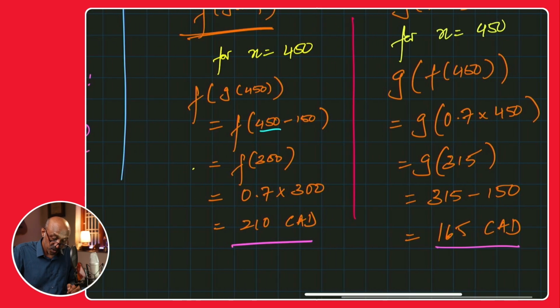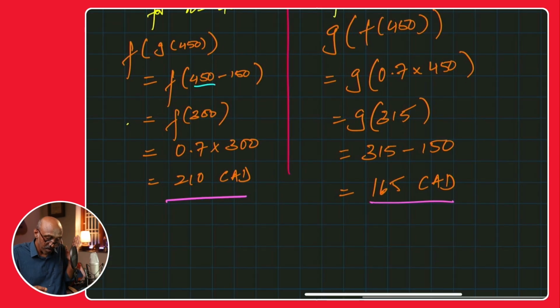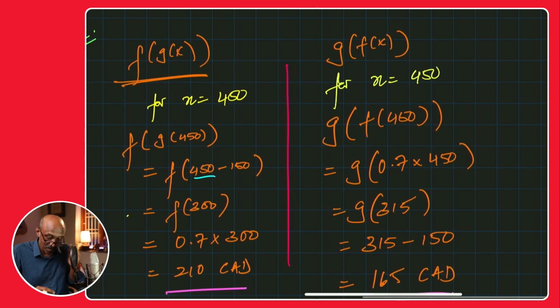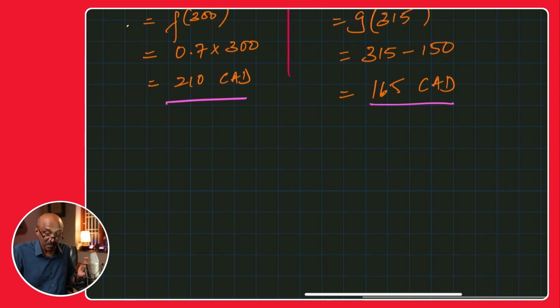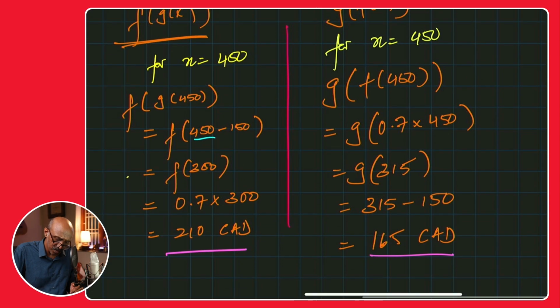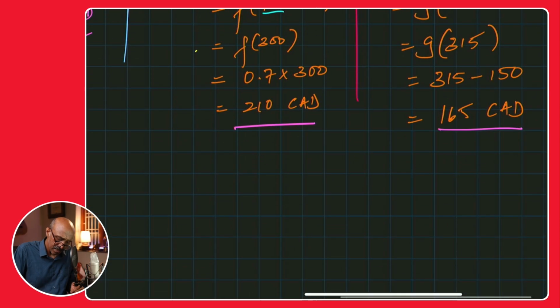We see that for f of g of x, you will end up paying 210 Canadian dollars. Whereas if you are going by g of f of x, then you are ending up paying 165 Canadian dollars. So which one is better? Obviously, g of f of x is better, as seen clearly.